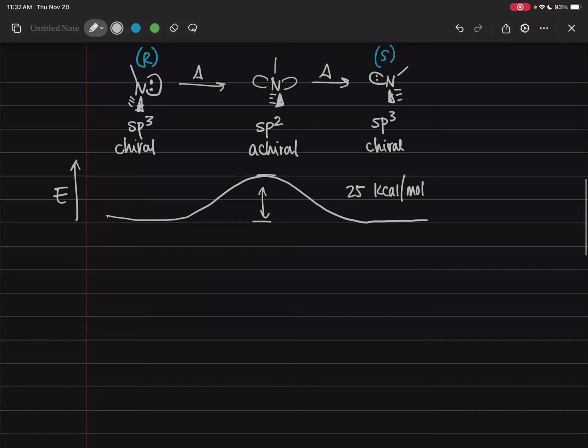Like you don't need to memorize that it's 25 kilocalories per mole. Just know that that interconverts between the two enantiomers. Okay.